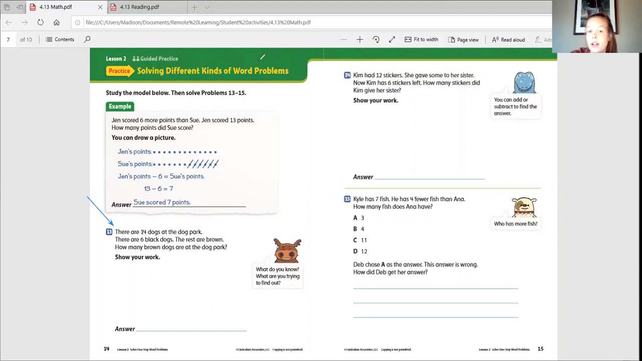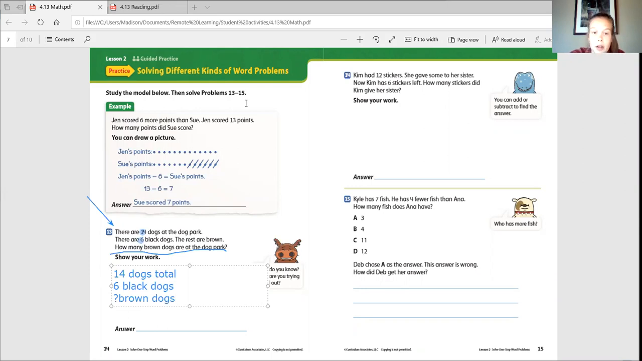All right, if you're watching this now, then that means that you were trying to solve this problem and are ready to now see the answer. So I hope you got started by looking at the numbers that you had and your question. So our question is asking us how many brown dogs were at the dog park. And so we know that there were 14 dogs total, 6 black dogs, and we don't know how many brown dogs.